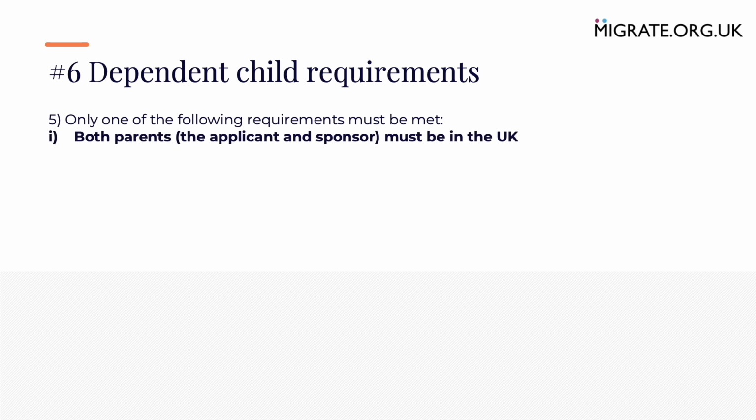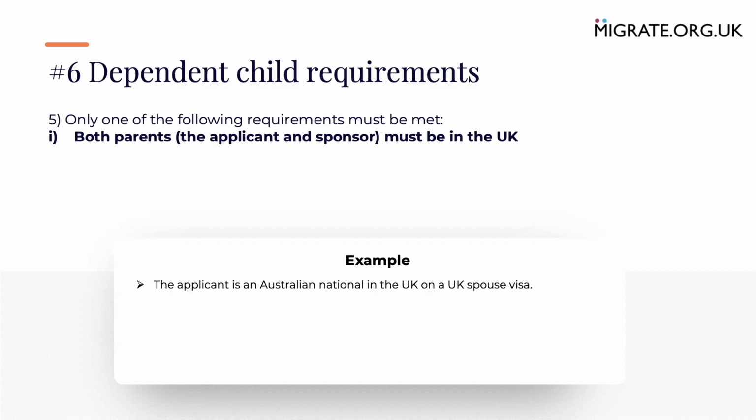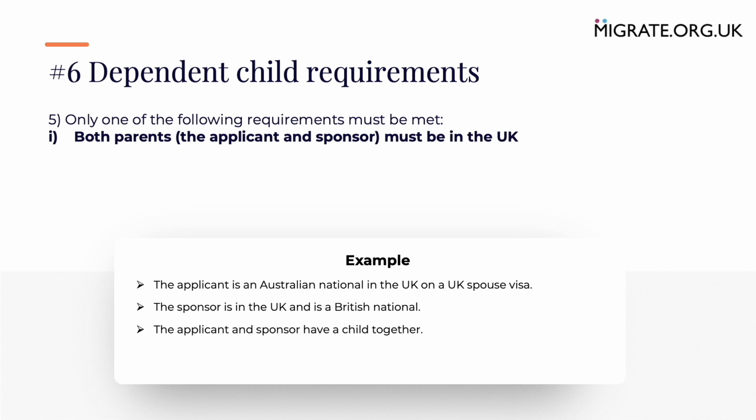1. Both parents, i.e. the applicant and sponsor, must be in the UK. For example, the applicant is an Australian national in the UK on a UK spouse visa. The sponsor is in the UK and is a British national. The applicant and sponsor have a child together. Since both parents, the applicant and sponsor, are lawfully in the UK, this requirement is met.